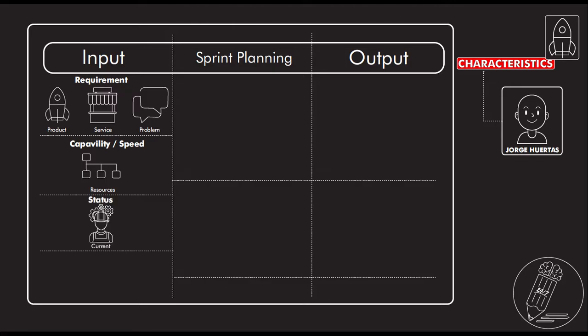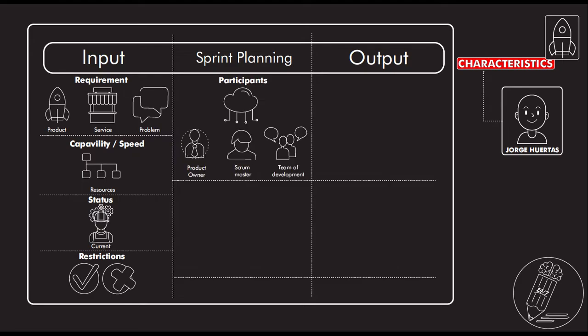After that, it's very important to know the status of the project, because we don't always start from the beginning. Maybe we can take a project that is already developed in certain parts, so we need to know how it is going. It's very important to know what kind of things we can do and which we cannot. And everyone involved in the project needs to know that, so the restrictions are very important for everyone to be aware of.